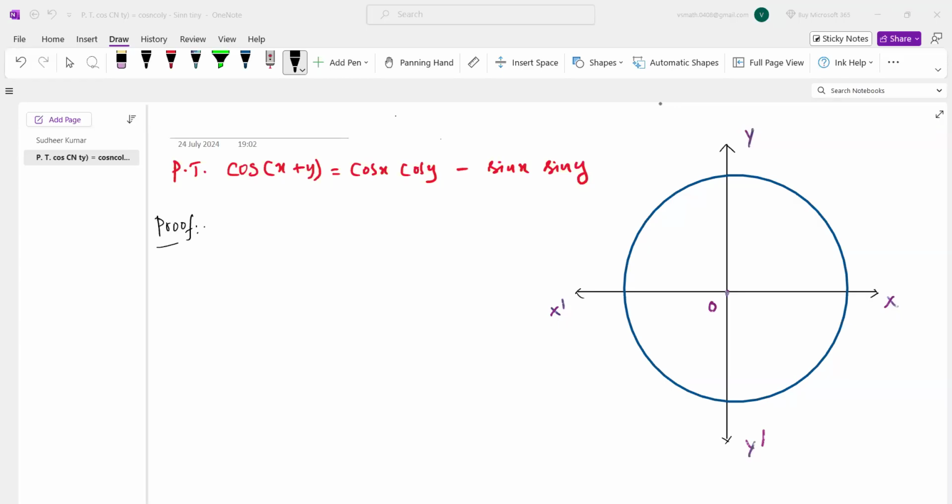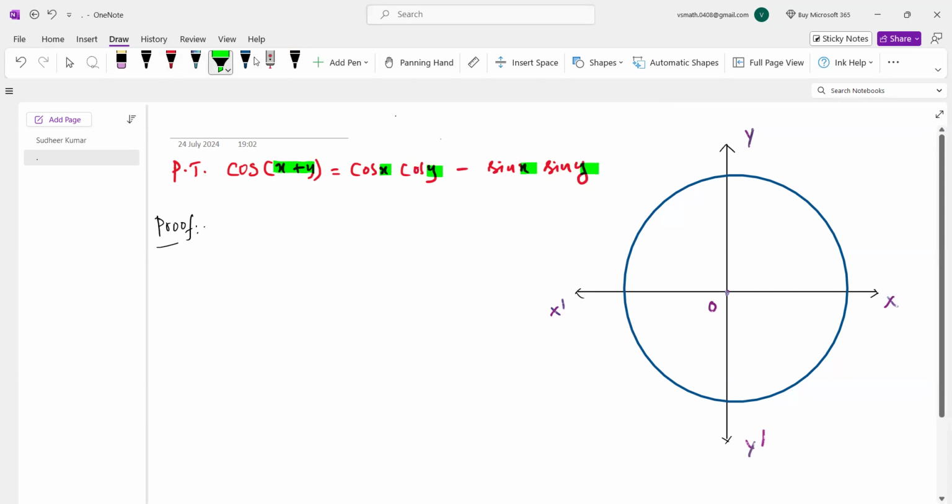Hi guys, today we are going to discuss the proof of cos of x plus y equal to cos x cos y minus sin x sin y. So here, let's take a unit circle. Since it is a unit circle, the coordinates of this point A is 1, 0.